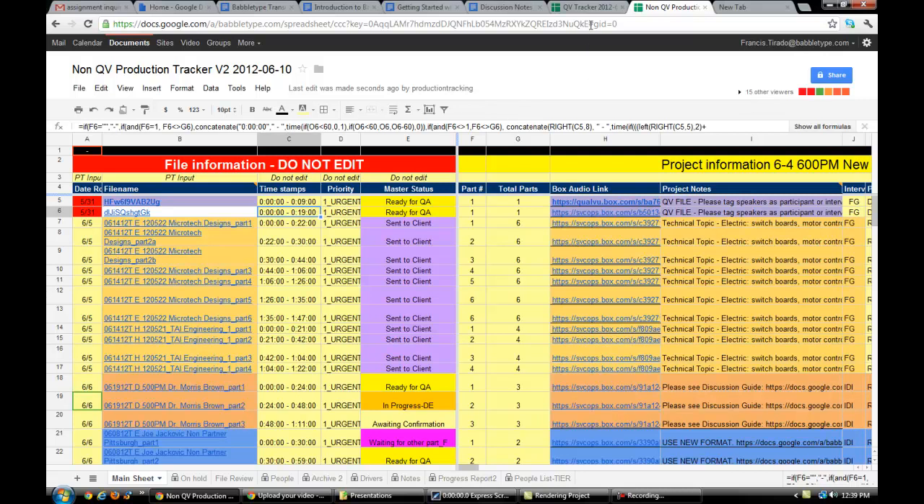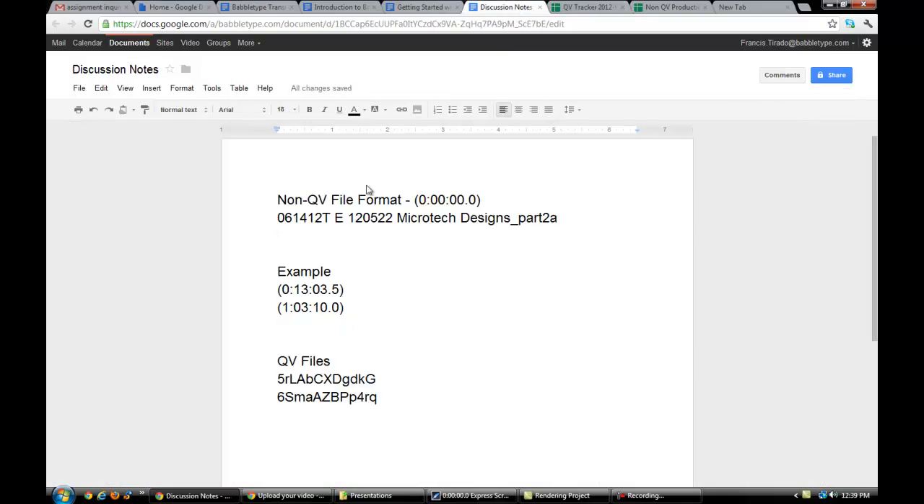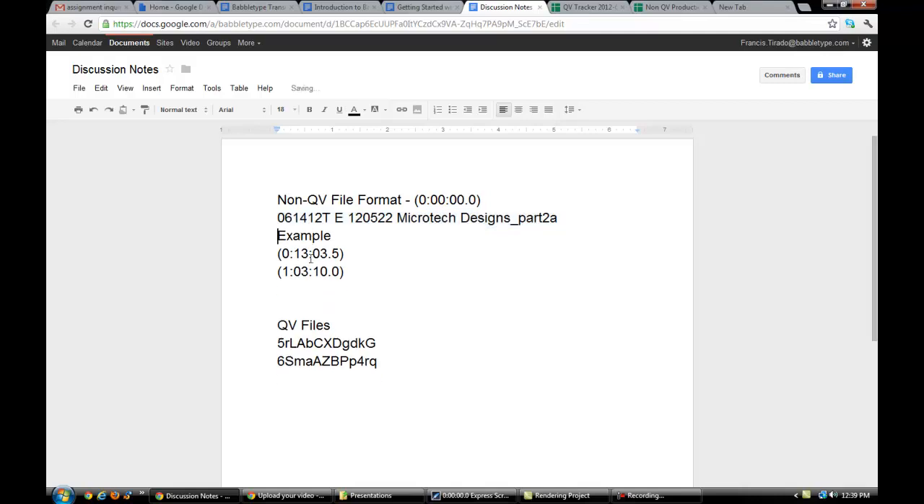The QV files that are posted in the QV trackers, such as these ones, are your standard QV files, wherein there is only one speaker throughout. That's where the difference lies. If you see this type of naming convention, it means they are non-QV files, and the timestamp used should follow this format. If you see these naming conventions on either a QV tracker or non-QV tracker, then those are QV files, and the timestamp format should be this one.